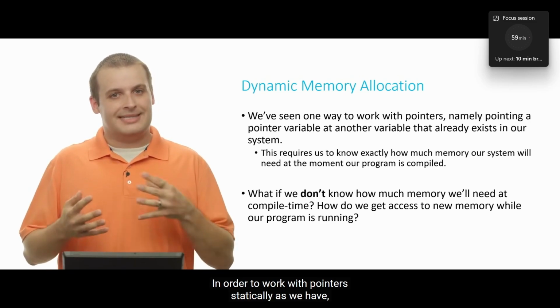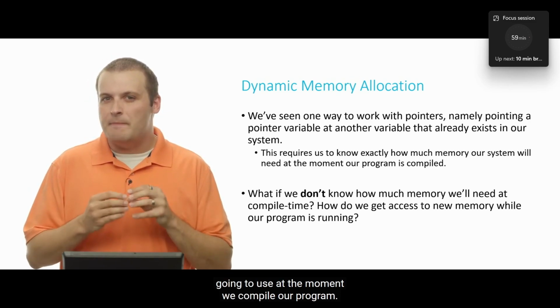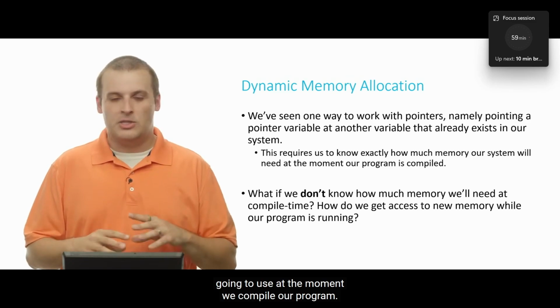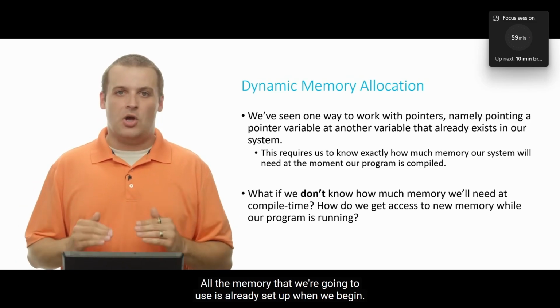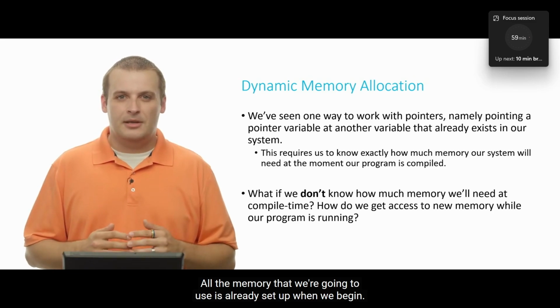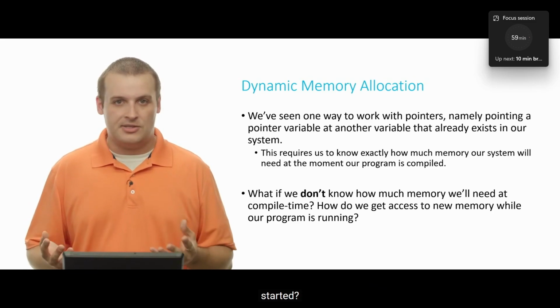In order to work with pointers statically as we have, we need to know exactly how much memory we're going to use at the moment we compile our program. So we're not going to be creating any memory on the fly. All the memory that we're going to use is already set up when we begin. That presents sort of an issue, right? What if we don't know how much memory we're going to have when we get started?